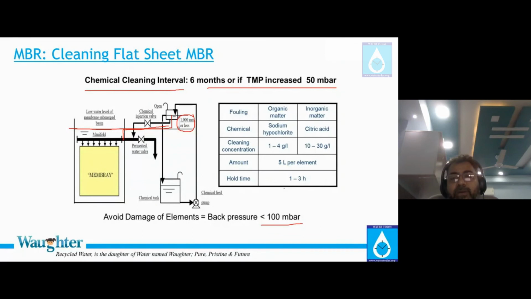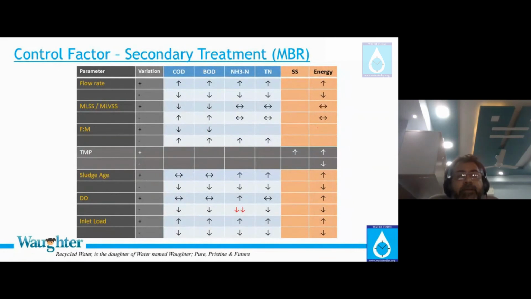If you have an organic matter deposition, the cleaning chemical is sodium hypochlorite. If you have inorganic matter, the cleaning chemical is citric acid. Again, the control factors for secondary SPRs are the same: fluoride, MLSS, MLVSS, TMP, sludge.